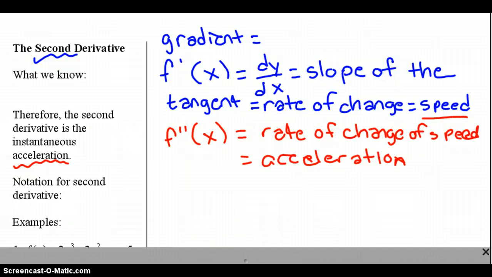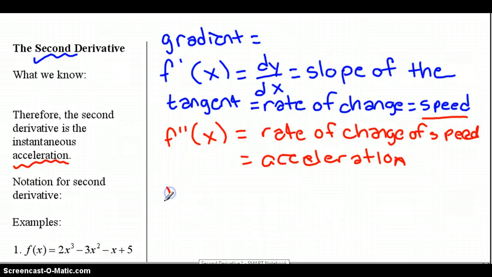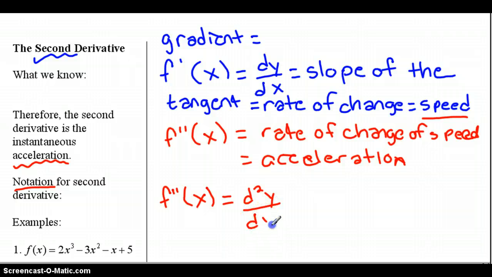So notation, very similar. We use the double apostrophe for the second derivative. Notation for second derivative is f double prime. We also use the d squared y over dx squared. So we are now taking the second derivative with respect to x. So all these different notations mean second derivative.